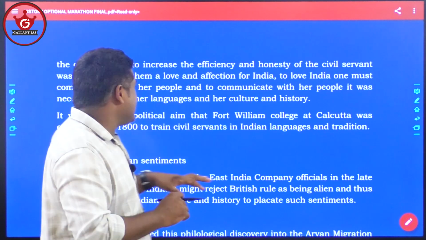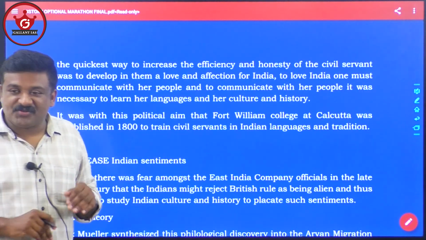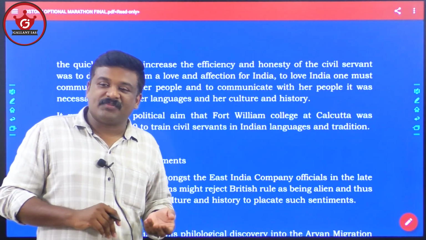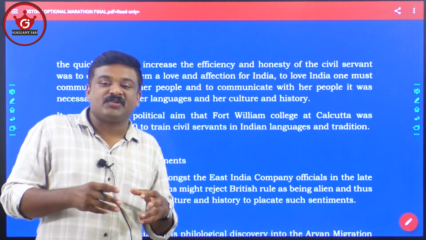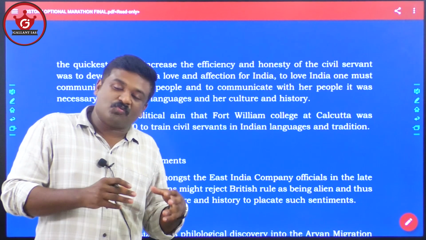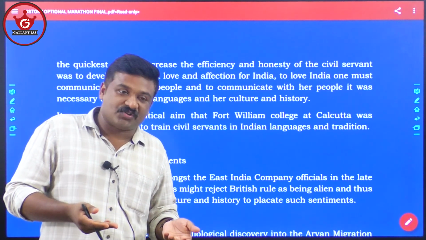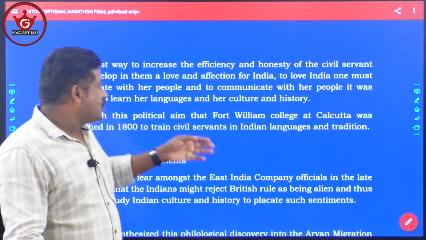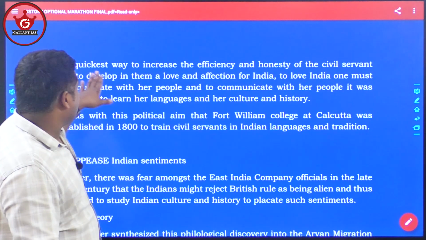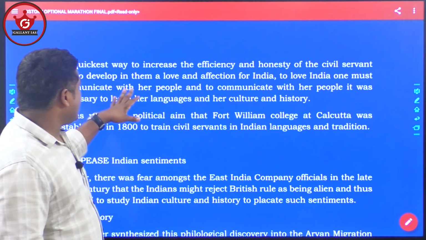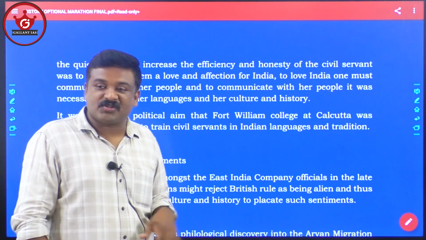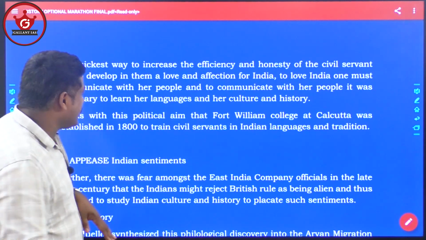Similarly, what I said is that Warren Hastings knew that Orientalism, developing a love for India, would help these civil servants work efficiently for the British East India Company. So develop love and affection for India. That is the solution to enhance the efficiency and honesty of the civil servants. Okay.